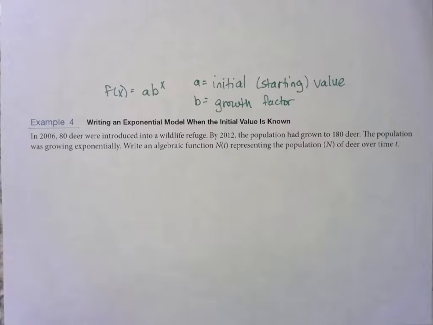In 2006, 80 deer were introduced into a wildlife refuge. By 2012, the population had grown to 180 deer. The population was growing exponentially. Write an algebraic function, n of t, representing the population n of deer over time, t.